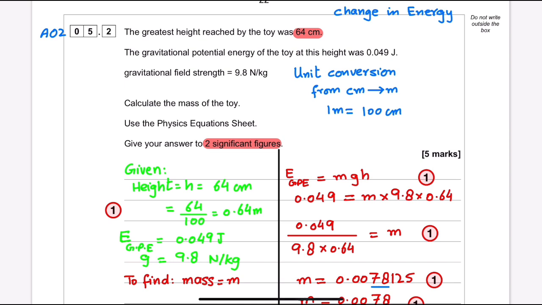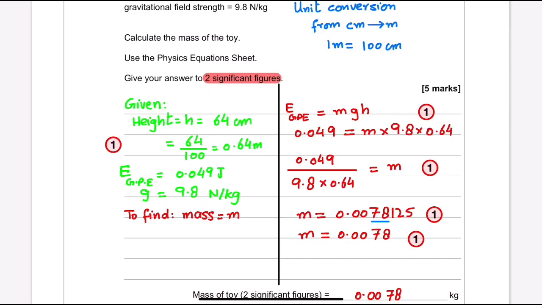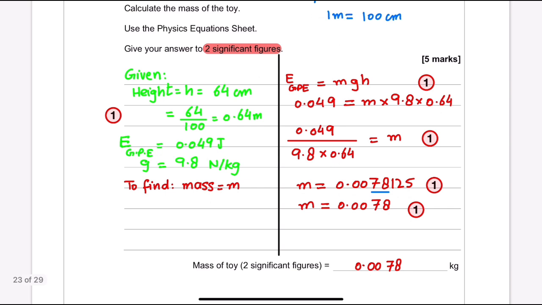0.0078125 kilograms. But the demand of the question is up to two significant figures. Therefore, the first two non-zero numbers are 7 and 8. Students sometimes make a mistake. They consider the first two zeros as two significant figures. For the first two significant figures, we have the answer mass is equal to 0.0078. The correct answer is mass of the toy up to two significant figures is 0.0078 kilograms.